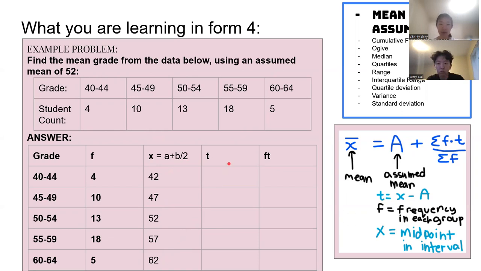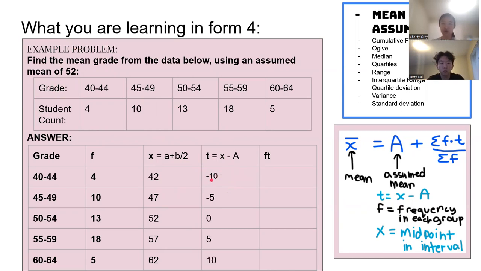And then we're going to move to t. So we knew that t is x minus a. And so we know that a has been given to us. We've been told to use an assumed mean of 52. So we're just going to go through each of the x's and take the x minus a.